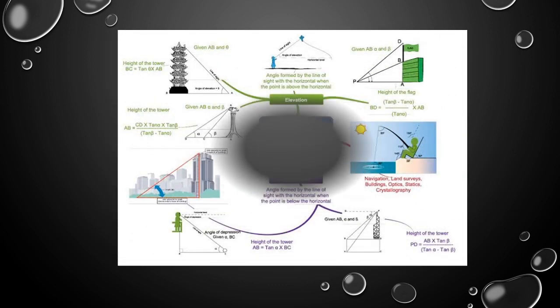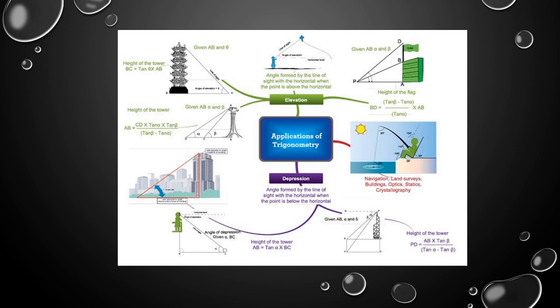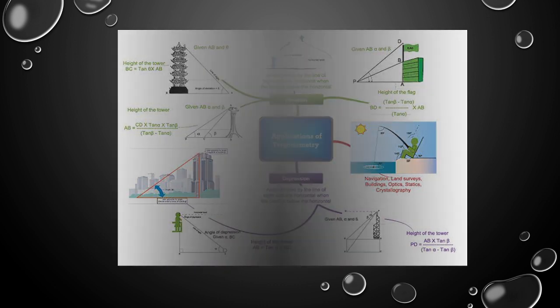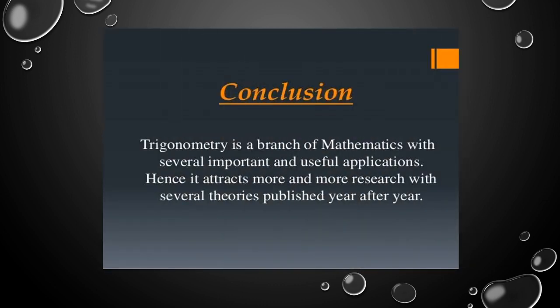We have a lot of applications: in the construction field, while observing a kite, or when we want to find the height of a tree or building. So we have a lot of applications of trigonometry. Finally, the conclusion. Trigonometry is a branch of mathematics with several important and useful applications. Hence, it attracts more and more research with several theories published. So please try to learn more applications. Thank you.